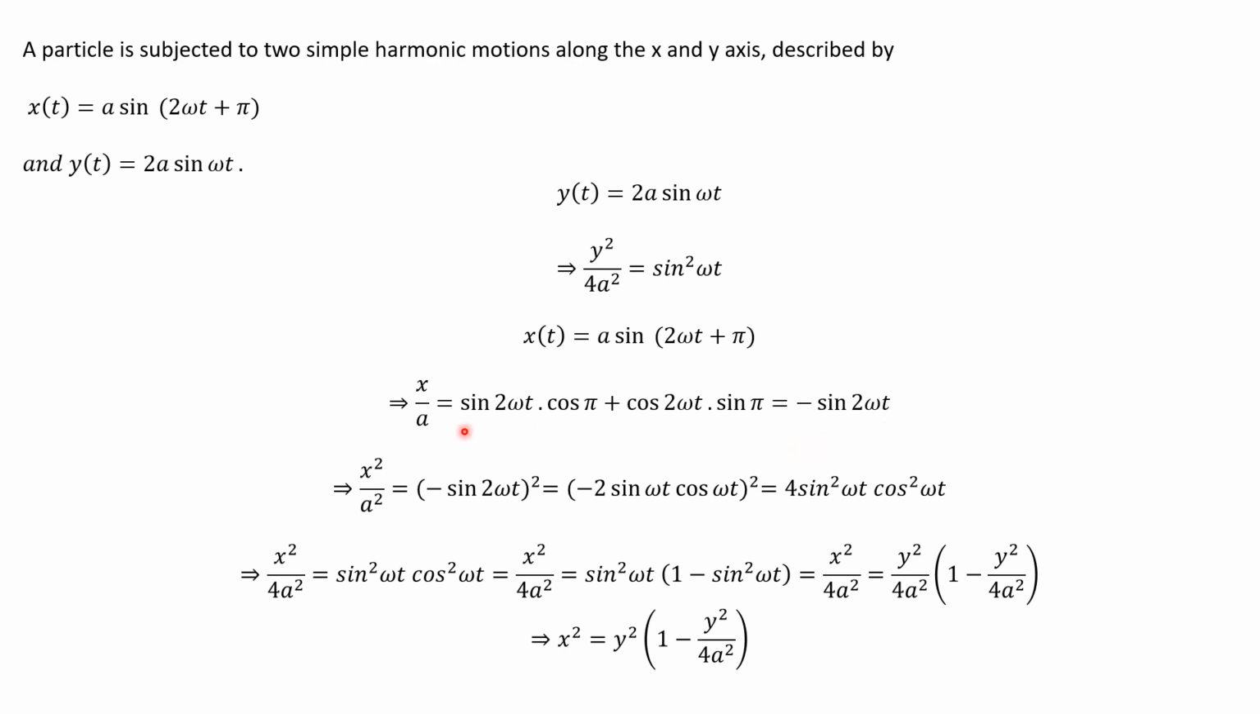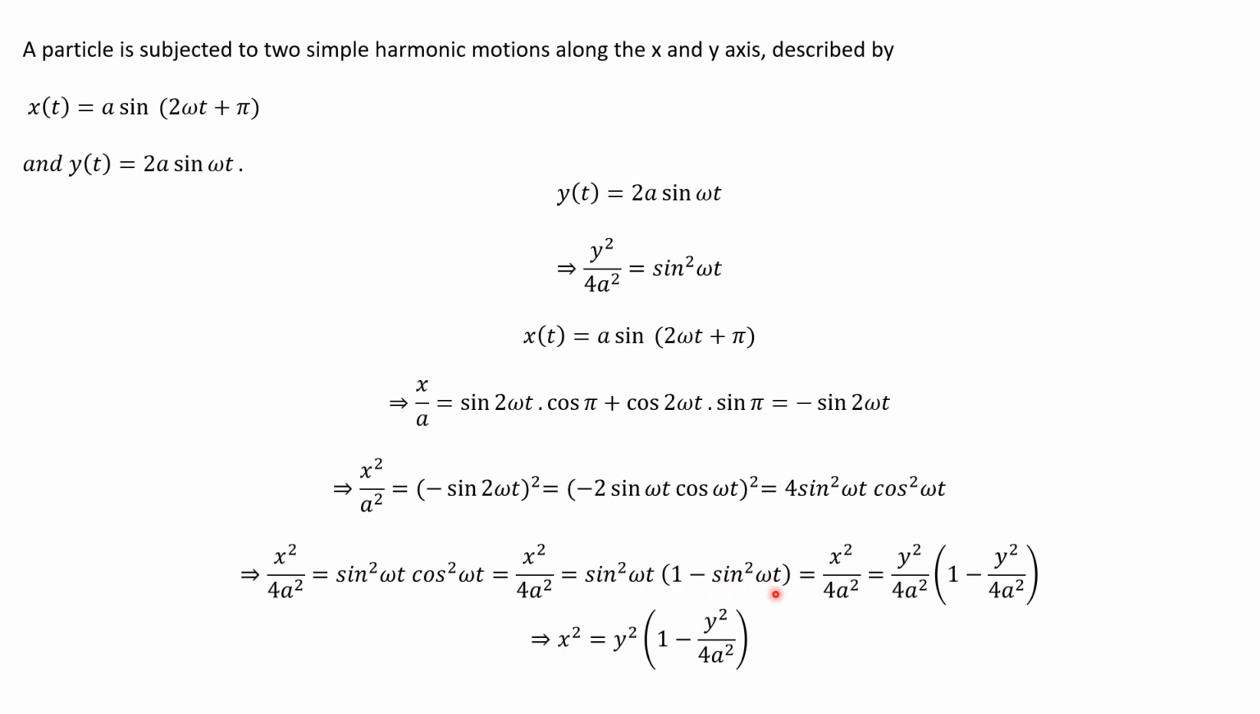Again, when we square it, we can find that x square by a square is equal to minus sine 2 omega t whole square. So by solving this, we can find that x square by 4a square is equal to sine square omega t into cos square omega t. Again, we know that cos omega t can be written as root over 1 minus sine square omega t. So here this is cos square omega t, so we can directly write it as x square by 4a square is equal to sine square omega t (1 minus sine square omega t).